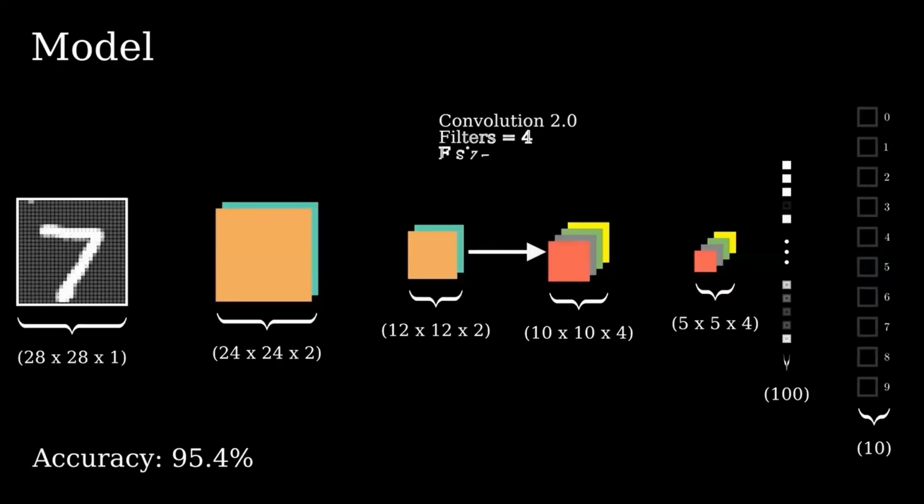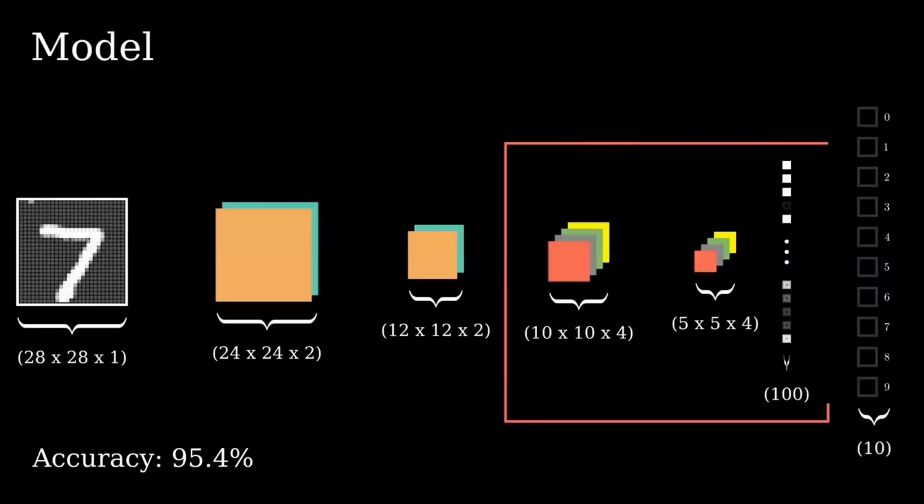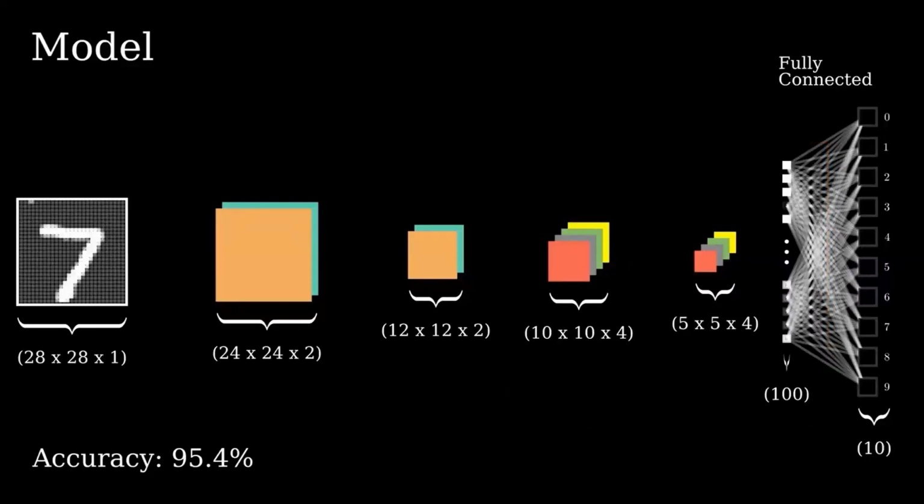Then we move on to performing our second convolution. This time we will use 4 filters with the dimensions 3 by 3 by 2. The activation function is sigmoid. After this, we will perform max pooling as we did earlier with the pool size of 2 by 2 and the stride of 2. Then we flatten out the matrices. This is our second layer. Finally, we have a fully connected layer which outputs the predictions.